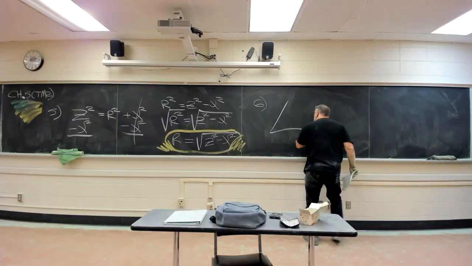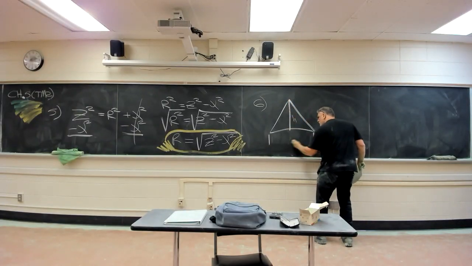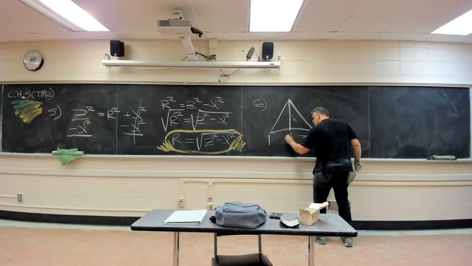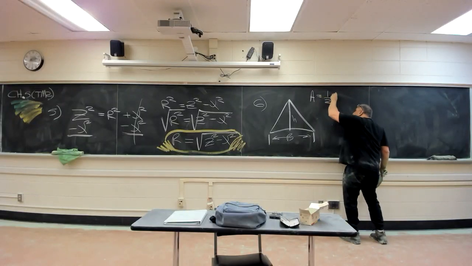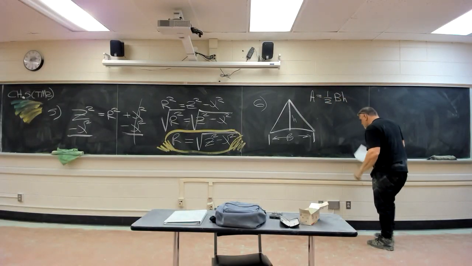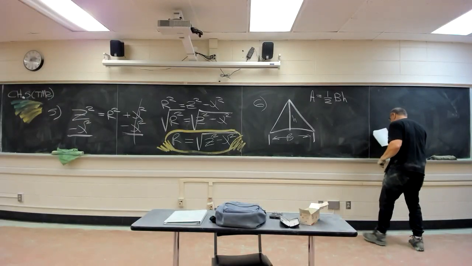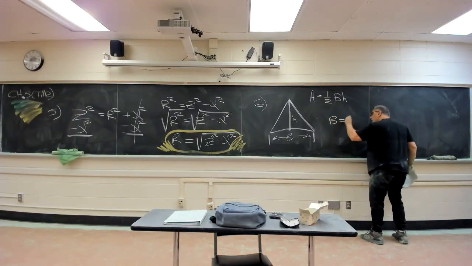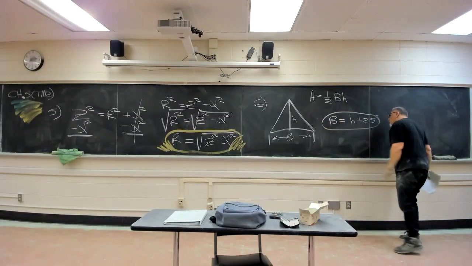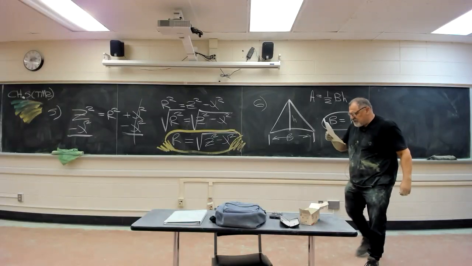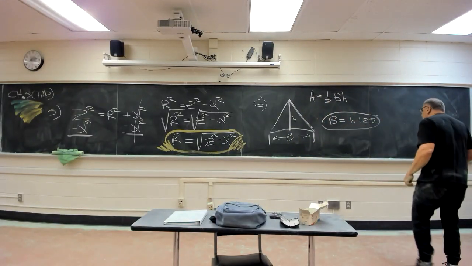Here's some kind of a triangle. Here's the height. Here's the base. The area of the triangle is 1/2 base times height. They're telling us the base is 25 meters longer than its height. The base is whatever the height is plus 25. Find the base and the height.